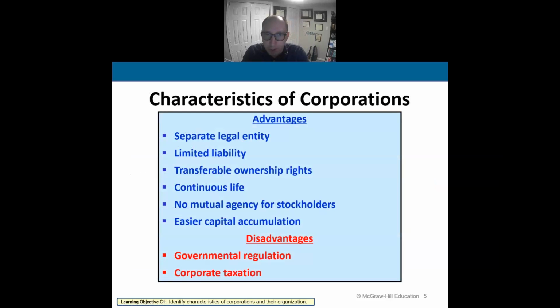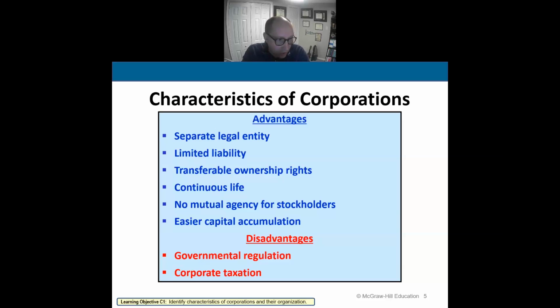So the reason why corporations exist is there's advantages and disadvantages. Like I said before, a corporation is treated as its own person, so it's a separate legal entity. It has limited liability, easy transfer of ownership rights, continuous life, no mutual agency, and it's easy to accumulate capital. Now, one of the key things on that list that I just mentioned is continuous life. What that means is even after the founders of the company pass away or retire, the company continues forward.